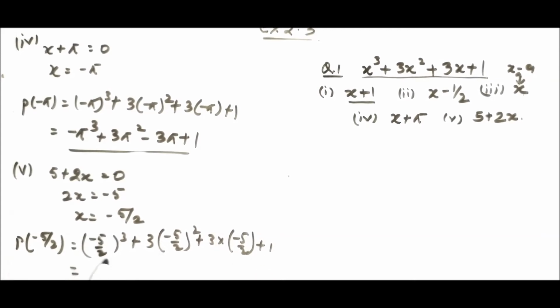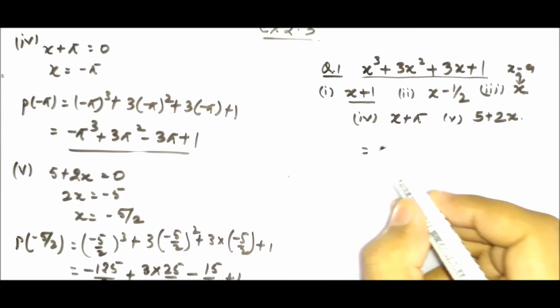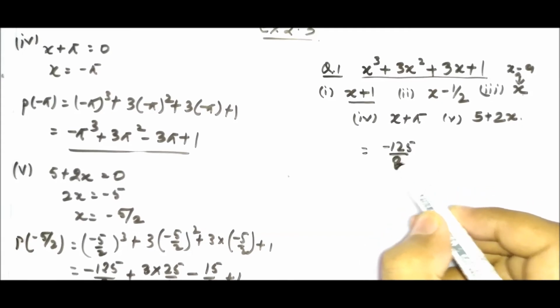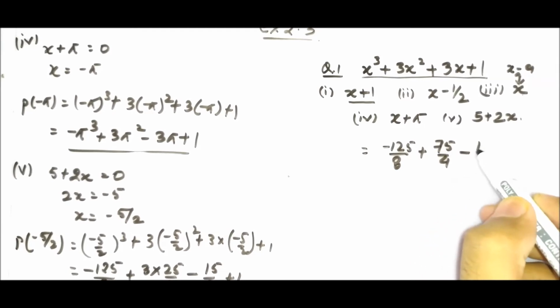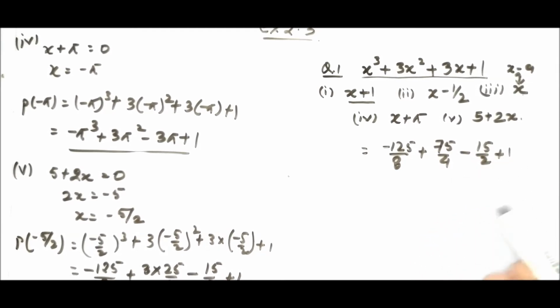When we solve this, we get minus 5 cube. Minus will be minus only, minus cube is minus. 5 cube will be 125 and 2 cube will be 8. Plus, this minus square will be plus, and 3 into 5 square is 25 upon 2 square is 4. This will be minus, minus plus will be minus, 3 into 5 is 15 by 2, plus 1. Now it is 125 by 8 plus 3 into 25, that will be 75 by 4, minus 15 by 2 plus 1. Take the LCM.